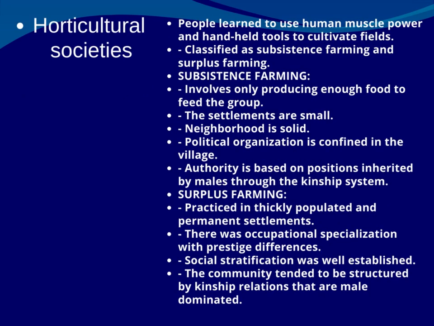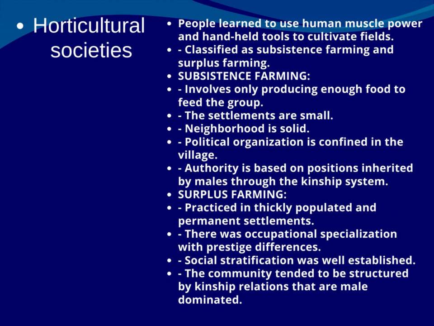Horticultural societies. People learned to use human muscle power and handheld tools to cultivate fields, classified as subsistence farming and surplus farming. Subsistence farming involves only producing enough food to feed the group. The settlements are small, neighborhood is solid, political organization is confined to the village. Authority is based on positions inherited by males through the kinship system.